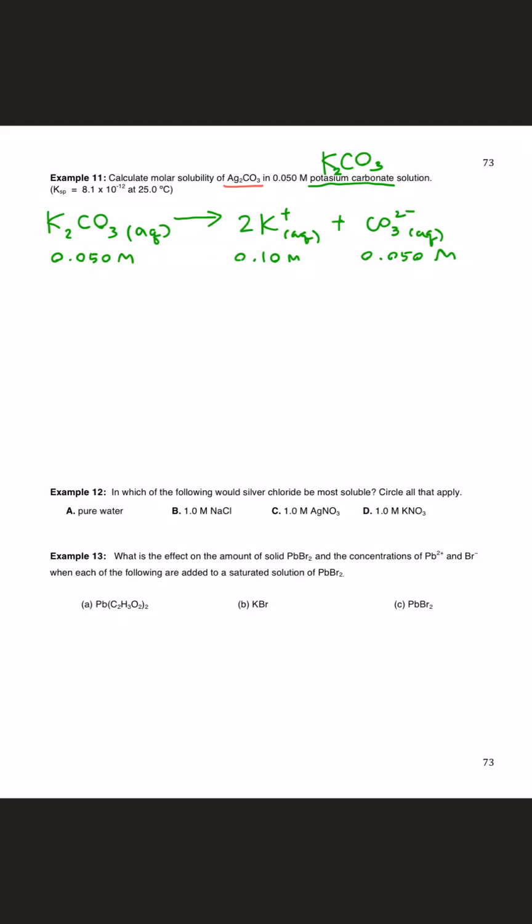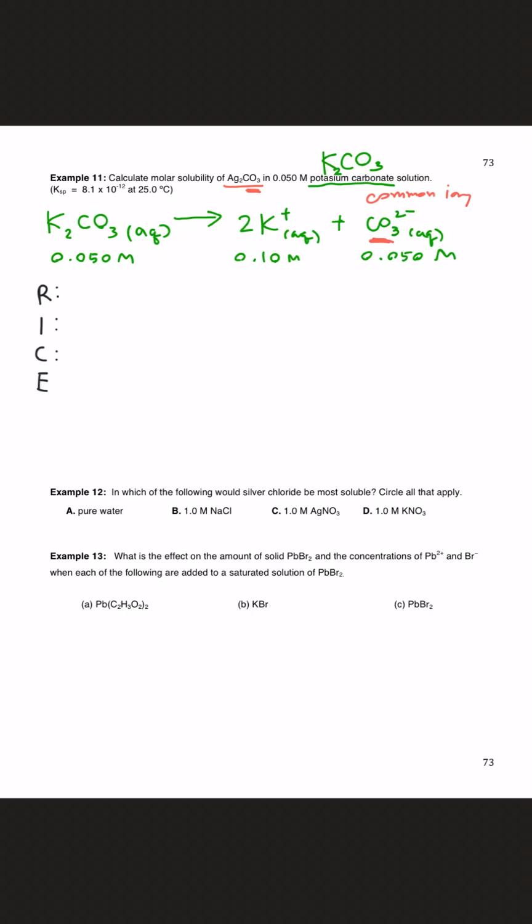And again, as I mentioned earlier, these two species contain carbonate. Silver carbonate contains carbonate and potassium carbonate also contains carbonate. In this case, the carbonate ion is the common ion. We will need to consider this common ion when we set the initial concentration, when we set up the ICE table. So the next step would be to set up the ICE table, because we want to find the equilibrium concentration, which represents the molar solubility of silver carbonate.